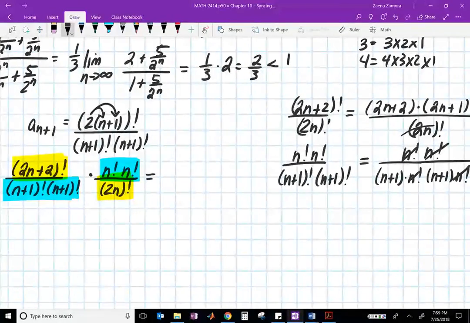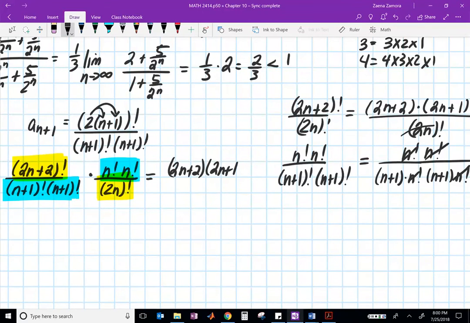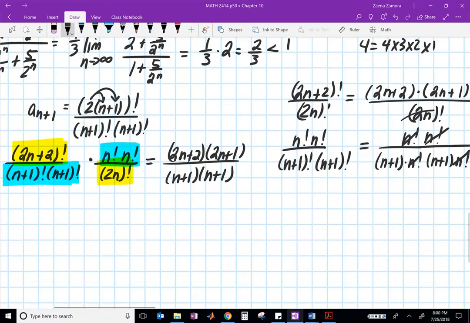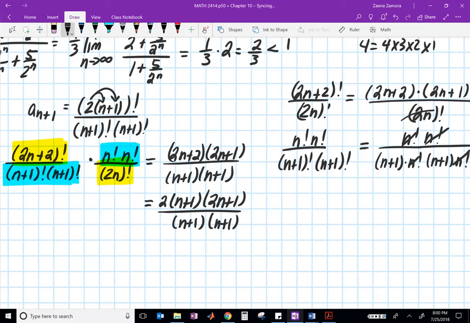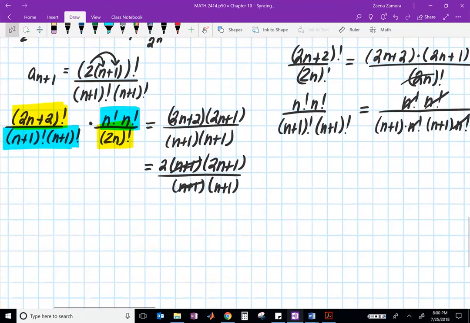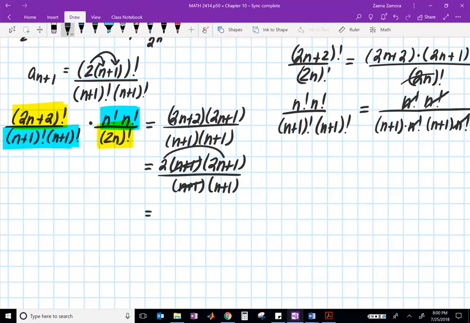So this is going to equal 2n plus 2 divided by 2n plus 1, divided by n plus 1 times n plus 1. Can I factor out a 2 from this one? Yeah. So 2 times n plus 1 times 2n plus 1 divided by n plus 1 times n plus 1. And what's going to happen here? One of them cancels. So I'm going to distribute the 2 back in: 4n plus 2 divided by n plus 1.